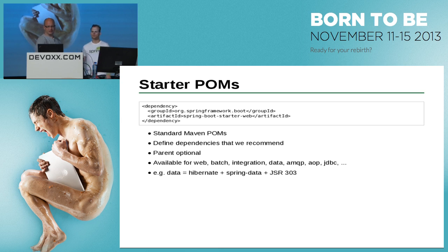So there are starters for a number of things. You just saw the web one. There's one for batch integration, Spring Data JPA, Spring Data MongoDB, AMQP, AOP, JDBC, JMS, and so on. There's quite a lot of them, actually. They're aligned with application styles. Yeah, and also with versions. Exactly. Application styles are first and foremost when you think about these things, but versions in particular.